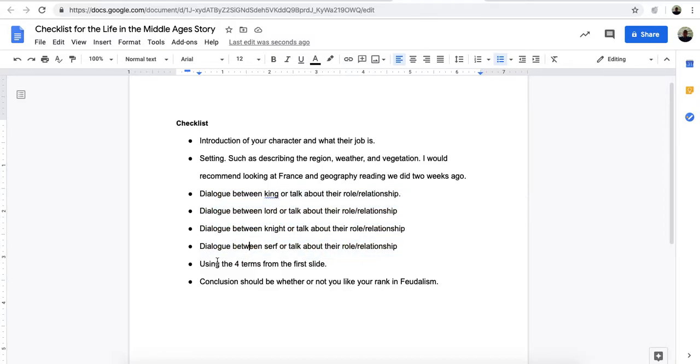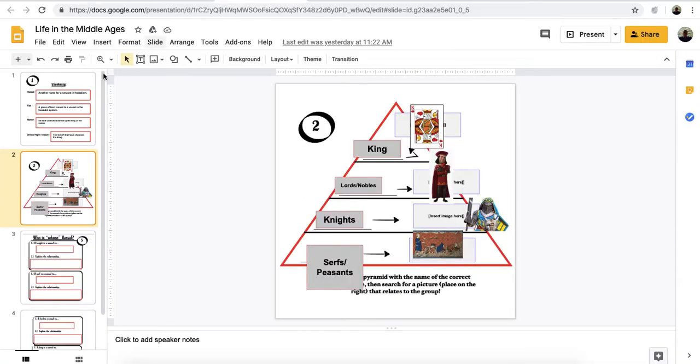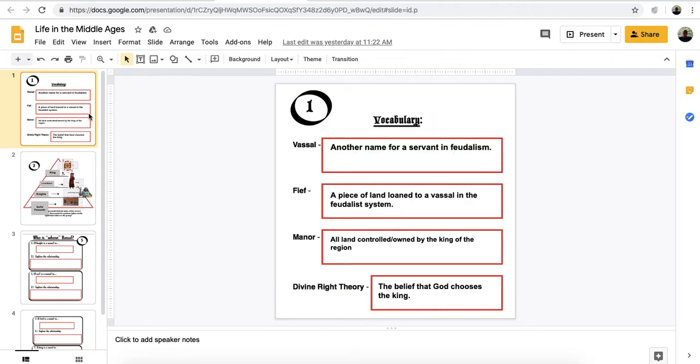Also, that basically covers all 4 classes. But here, using the 4 terms from the first slide. So you have to use the 4 terms from the first slide. The 4 terms are: vassal, fief, manor, and divine right theory. Divine right theory, you could mention when you talk about the king. Manor, you could talk about when you talk about the king and the lords. Fief, you could talk about when the lord is given a fief from the manor. Okay, so it's a small piece of land within the big piece of land, which is the manor.